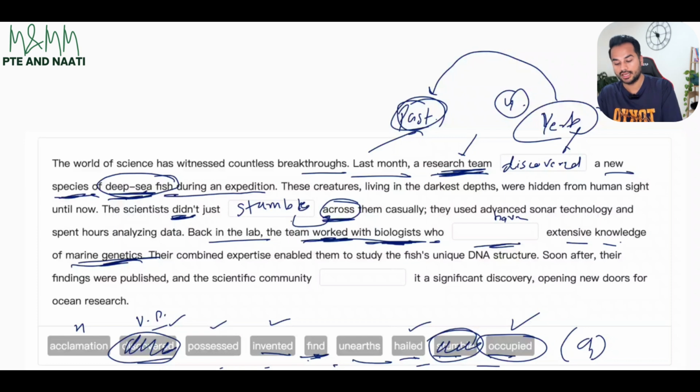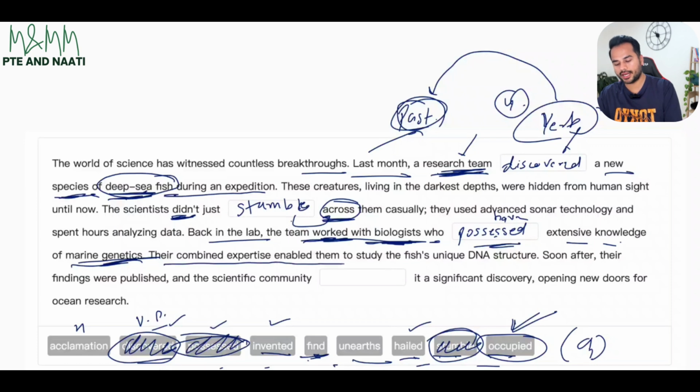Now if you read it out, the team worked with biologists who dash extensive knowledge, who have extensive knowledge. Possessed is another synonym of that, who possessed extensive knowledge. You can't say who invented extensive knowledge. Who hailed, hailed means praising, that again does not fit over here. And occupied, you can't occupy knowledge, you always learn knowledge. So possessed would be the right answer over here.